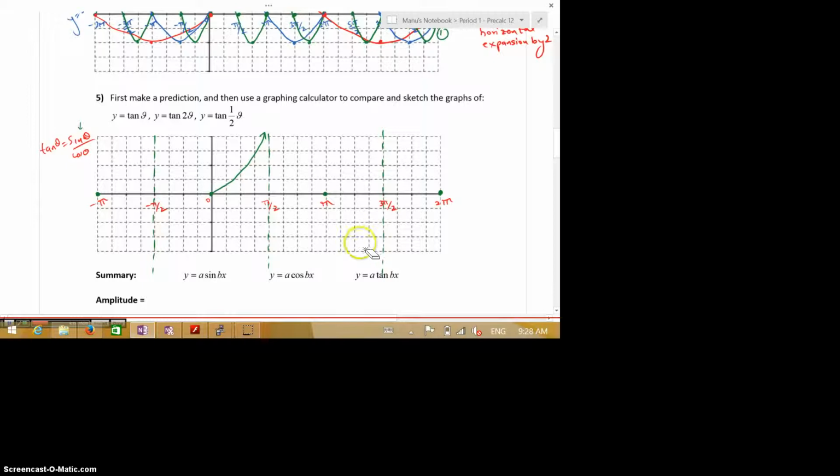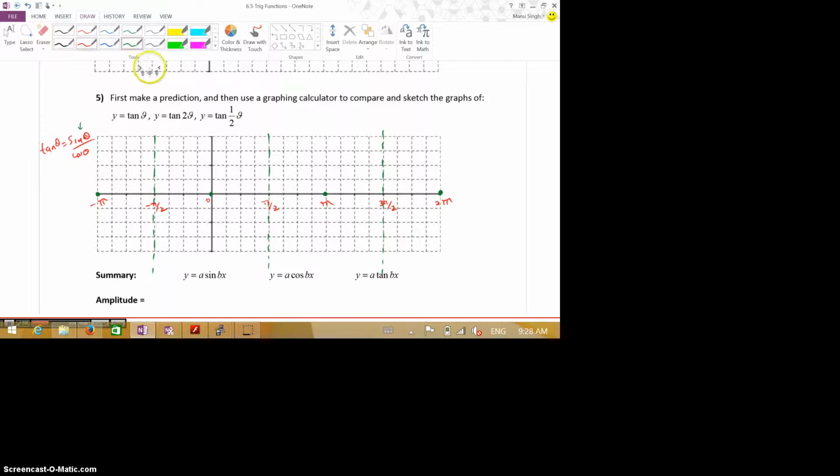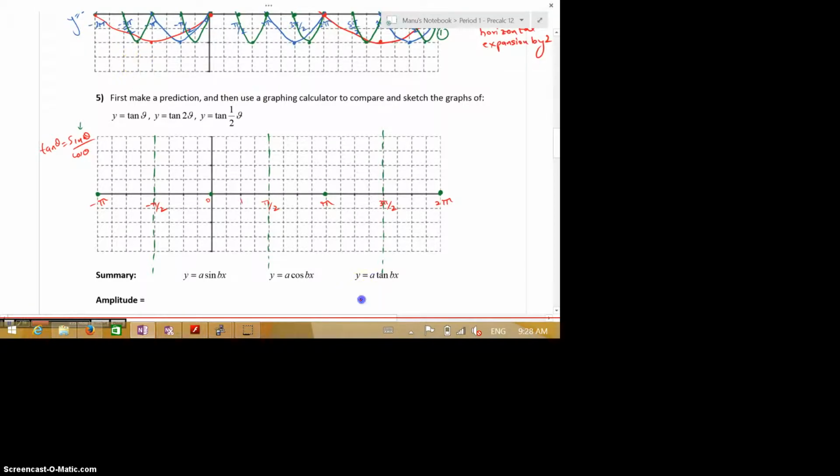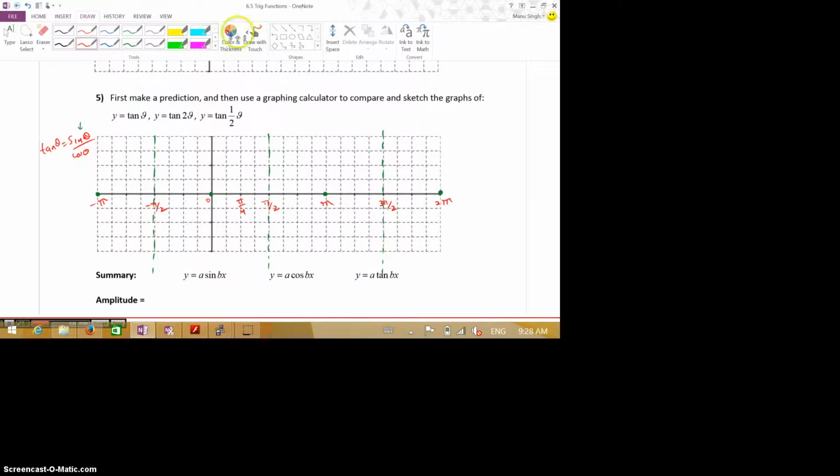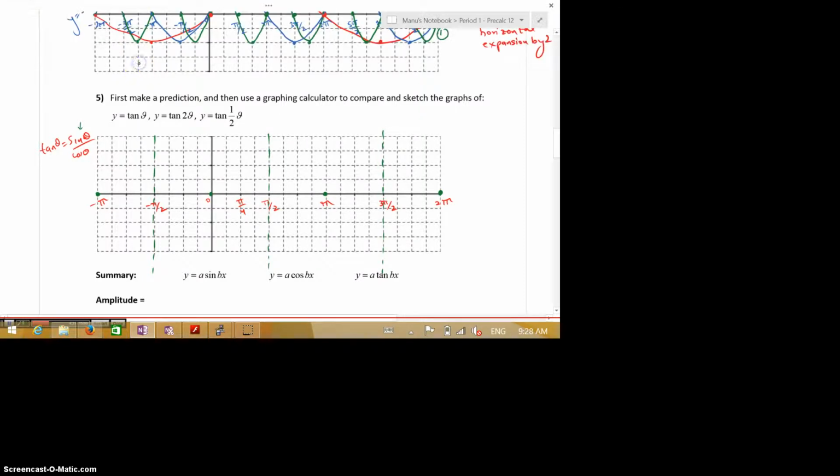And in fact, I'll be a little bit more specific. At pi over 4, which is in between pi over 2 and pi, it's actually going to be 1, because the sine and cosine are going to be the exact same value at pi over 4. It's going to look something like this.